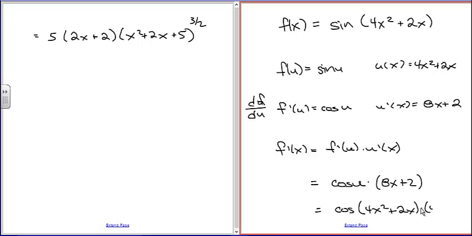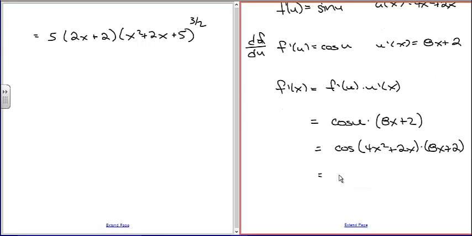Multiply by the second term. Move the polynomial to the front. Now, notice, if I left the parentheses off, I'd have 8x plus 2 times this whole thing. So to make sure that I am multiplying the whole thing, I need to put the parentheses there.